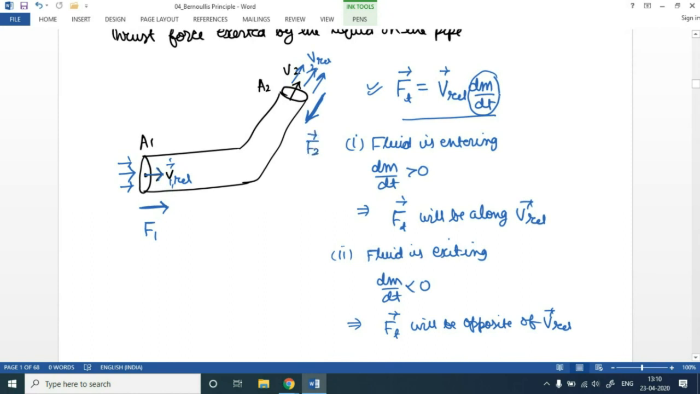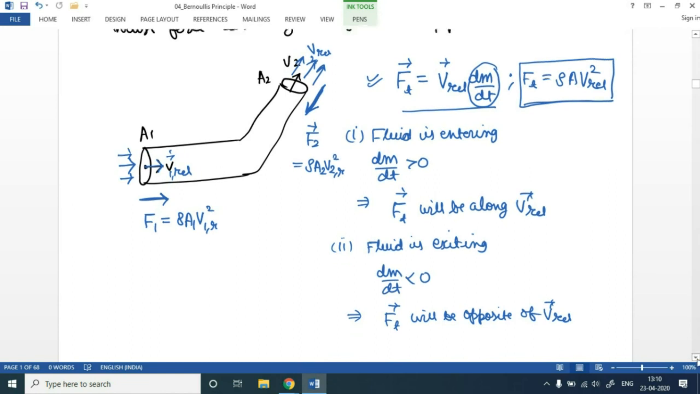So obviously v relative dm by dt we have written. When we write the magnitude of this thrust force at any cross section, dm by dt you can write as rho A v relative. So this term is going to be rho A v relative square. Please do remember this expression, this is very, very important. For example, here the thrust force will be rho A1 V1 relative square, and the thrust force here is going to be equal to rho A2 V2 relative square.